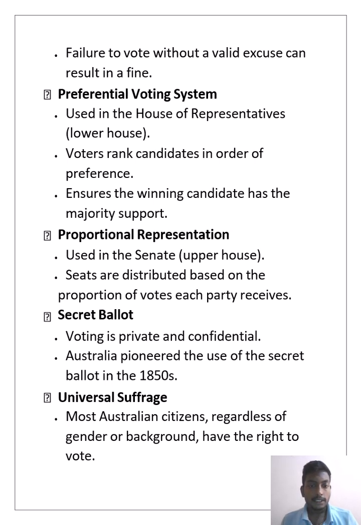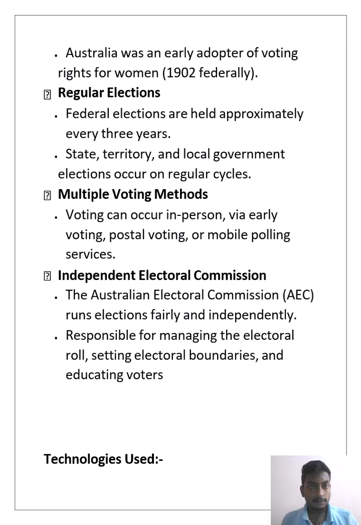Secret ballot. Voting is private and confidential. Australians pioneered the use of the secret ballot in the 1850s. Proportional representation. Used in the Senate, seats are distributed based on the proportion of votes each party receives. Universal suffrage. Almost all Australian citizens, regardless of gender or background, have the right to vote. Australia was an early adopter of voting rights for women in 1902 federally.